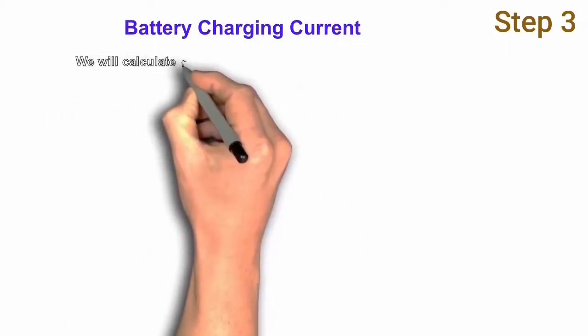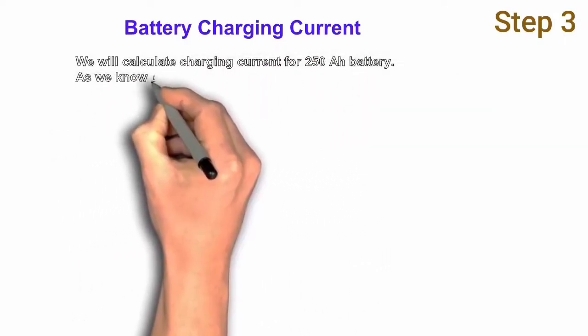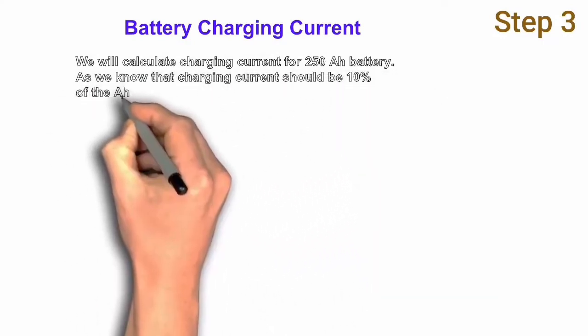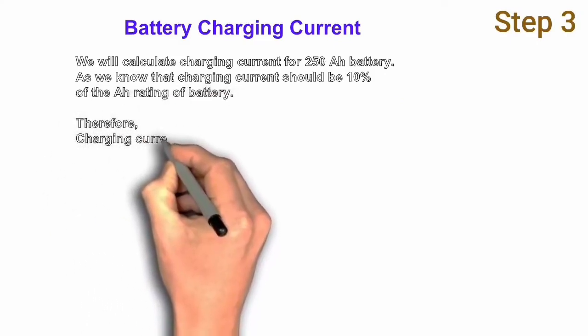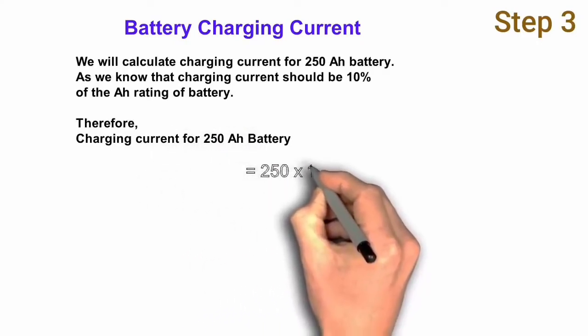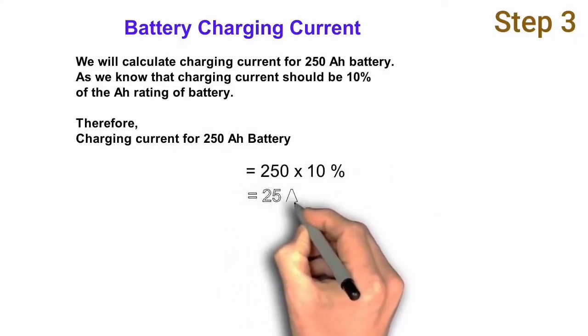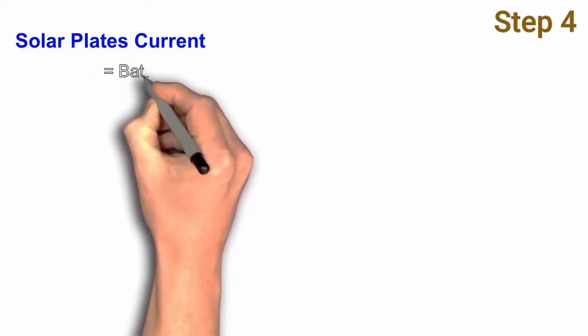The battery charging current is usually 10% of the ampere rating of the battery. That way you know the battery is charging at this particular current. So having multiplied that by 10%, you would have 25 ampere. And with 25 ampere, you could pretty much determine your charge controller and even your protective circuits.